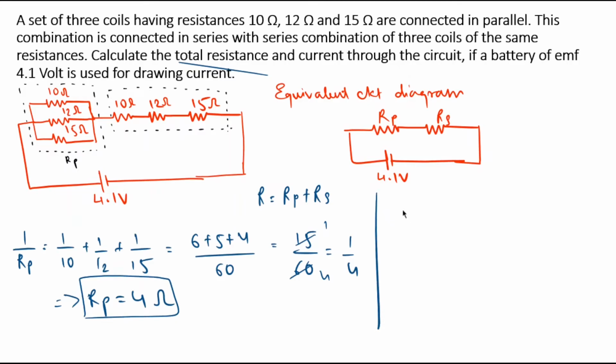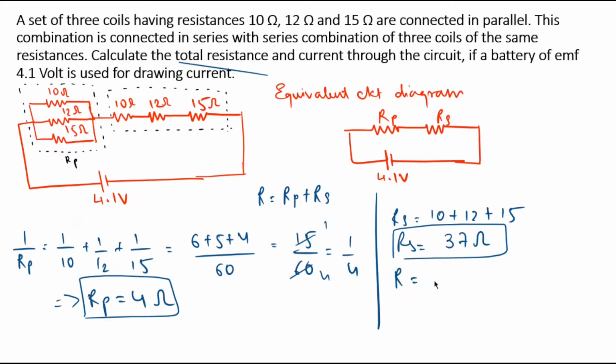Similarly, for series combination we know Rs equals 10 plus 12 plus 15, which is equal to 37 ohms. So Rs is 37 ohms. Now the total resistance of the circuit will be Rp plus Rs, which is equal to 4 plus 37, which is 41 ohms. So the total resistance in this given circuit is 41 ohms.